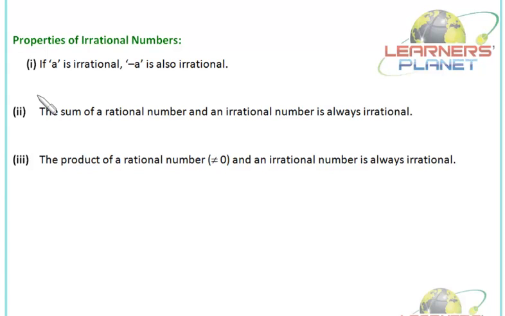Now let's have a recap of all the properties of irrational numbers once again. If A is irrational, that means if any number A is irrational, then its negative will also be irrational. The sum of a rational number and an irrational number is always irrational. The product of a rational number, that is not equal to 0, and an irrational number is always irrational. That means the product of a non-zero rational number and an irrational number is always irrational.